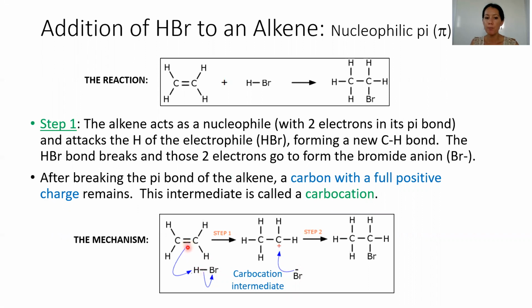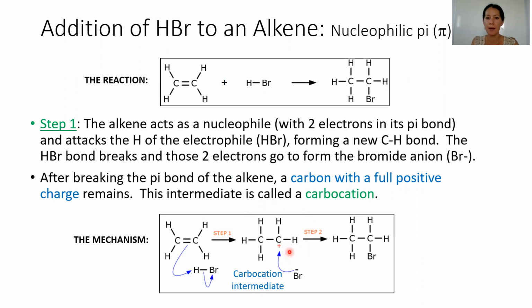As you break this bond, you'll form an H on this left C, and it doesn't matter, you could have done the left or right carbon, but there's nothing on this C because you just broke that pi bond. So then you have what's called a carbocation, a carbon with 6 electrons and a full 1+ positive formal charge. This is your intermediate, the carbocation intermediate.